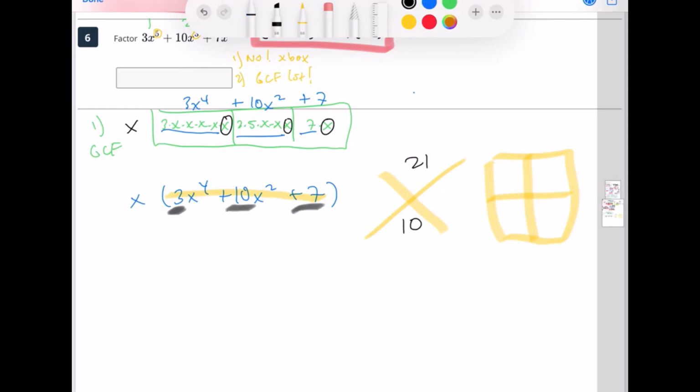My two numbers that multiply to be 21 are 7 and 3. And 7 plus 3 is 10. So I have 7 and 3. This is splitting this term right here. So I have to add an x squared. First term always goes here. And the last term always goes right here.